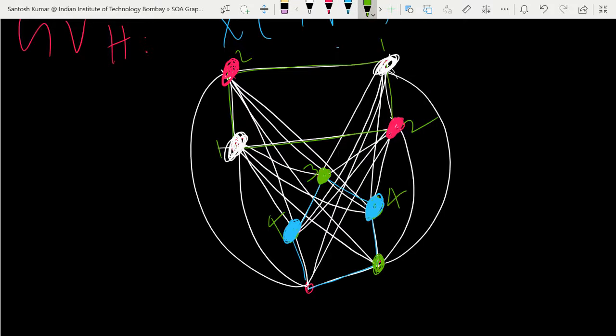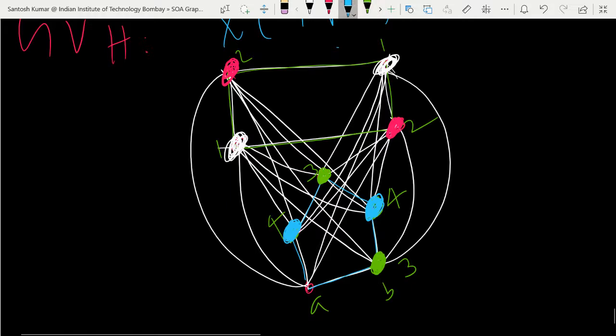Now the next one. Let's say A, B. So now see B. Which color can you give to B? Three. Yes, 3, because it has no edge with 3. And so let's give 3.